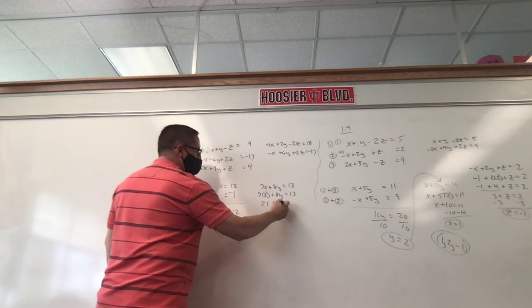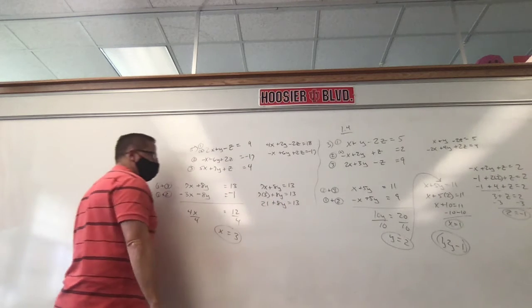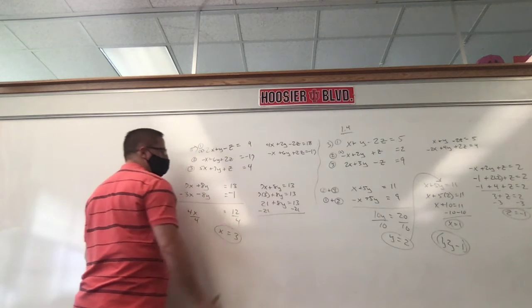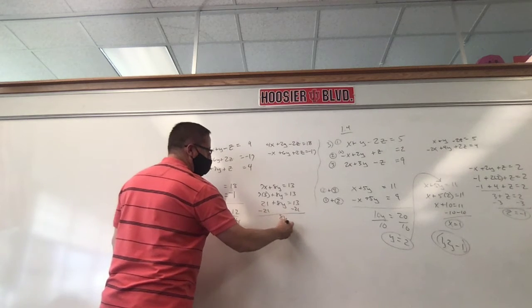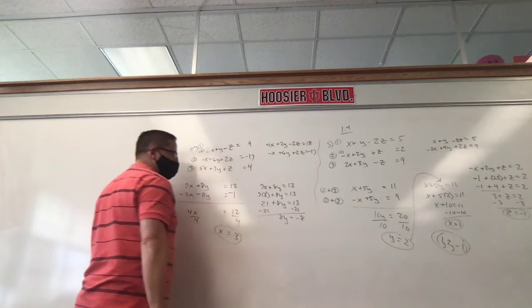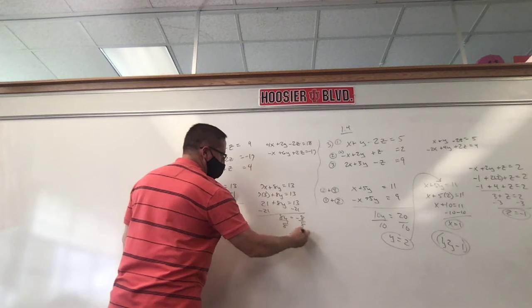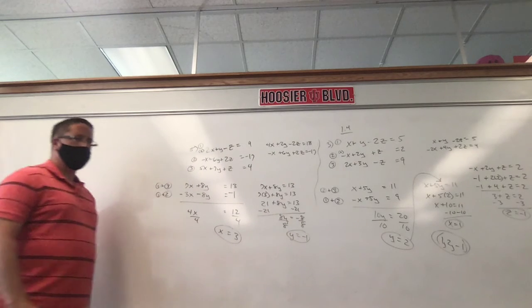21 plus 8y is 13. Subtract 21. We do that, we get 8y equals 13 minus 21, which is negative 8. Divide by 8. Y is negative 8 divided by 8, which is negative 1.